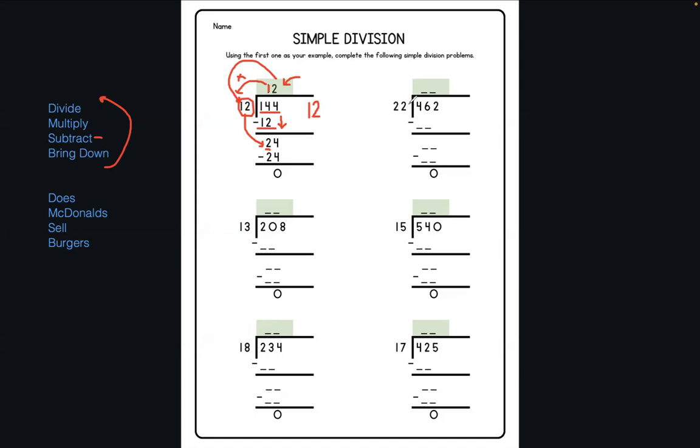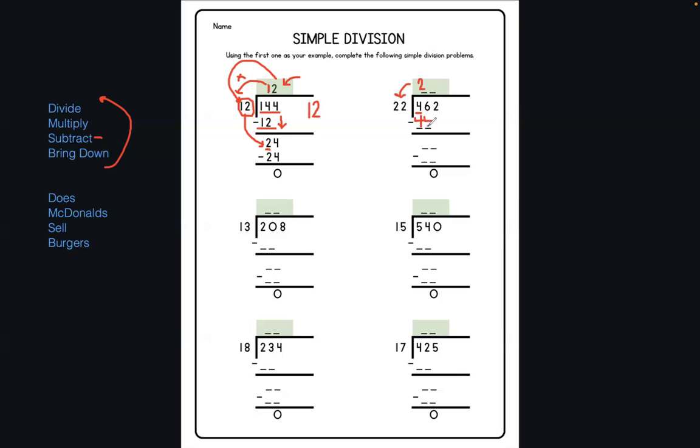Now let's do this one together. 22 is not going to fit into 4. It's too small of a number, but it can fit into 46. Now I want you to think, how many times can 22 fit into 46? An easy way to do this is to double it. So 22 doubled is 44. If we doubled it again, it would be 66, and that would bust the 46. It's too big. So we need to keep it under this number. 22 goes into 46 2 times, because 2 times 22 is 44.